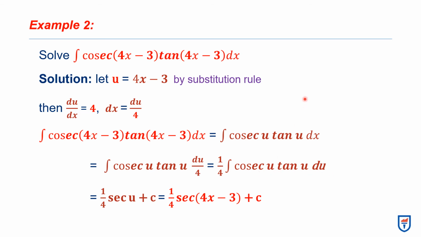From our integral formulas, we know that the integral of cosec x tan x is equal to sec x. So now the integral of cosec u tan u is equal to sec u. We have 1/4 sec u plus constant c, and now we return the actual value of u, which is 4x - 3, in place of u. We have our final integral result as 1/4 sec(4x - 3) plus constant c.